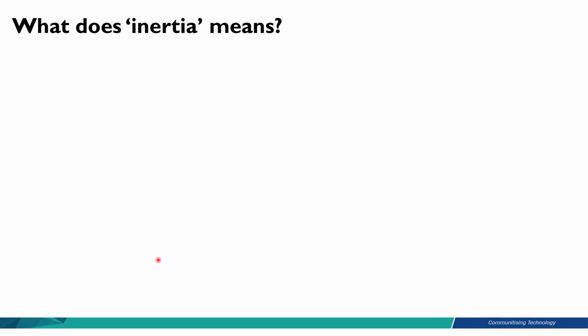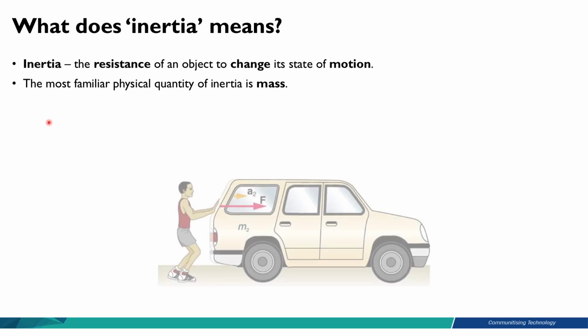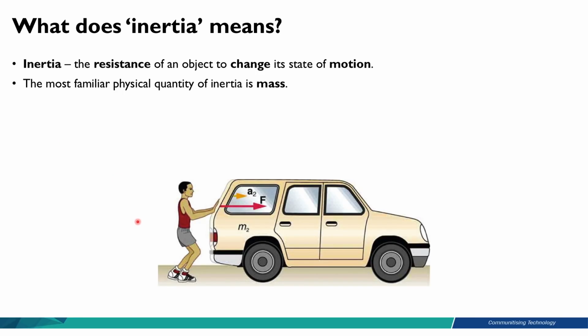So what does inertia mean? Inertia is basically the resistance of an object to change its state of motion. The most familiar physical quantity of inertia is mass. For example, let's look at the man here that is trying to push a car. He is giving a force of F to the car, and the mass of the car, m, is the one that is resisting the motion of the car because its current state of motion is static.